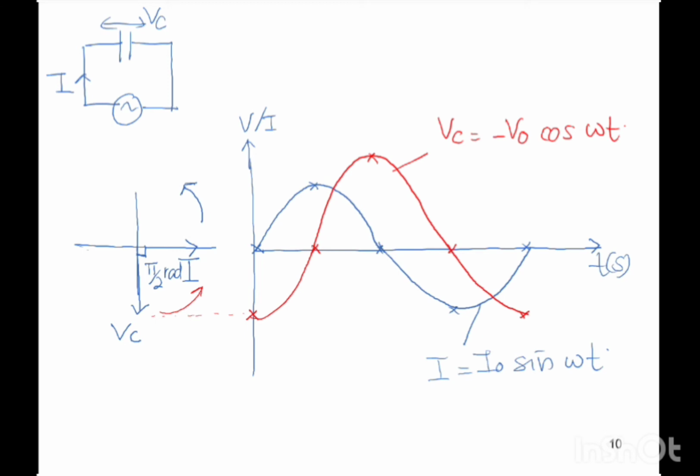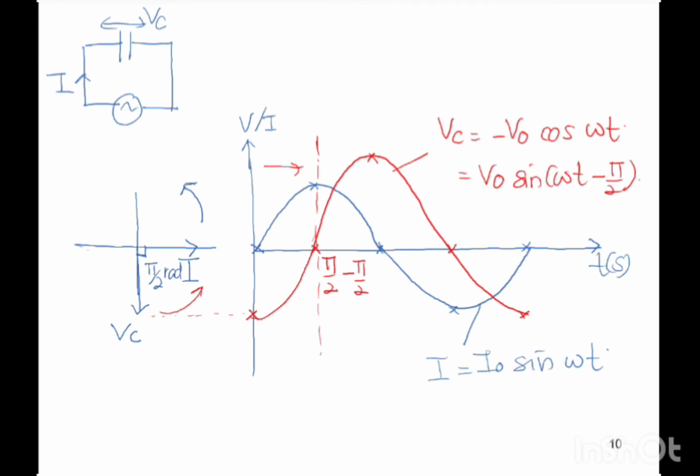So to get the V sine equation, we must shift the axis to the right. So the equation will be V naught sine omega t. Okay, this one is pi over 2. So we want it to be 0, so we must minus pi over 2 here. So this graph becomes a sine graph, omega t minus pi over 2.